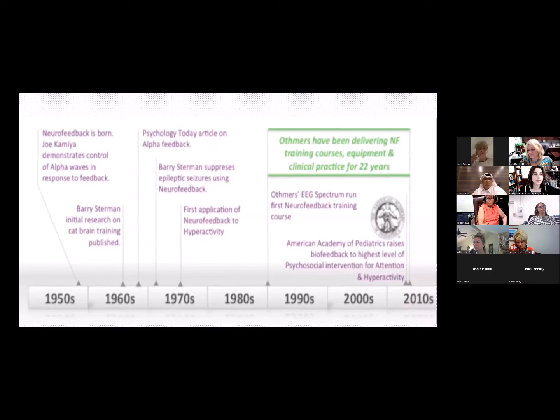So is this a new field? Basically it goes back beyond 1950. Joe Kamiya started teaching people how to control their alpha. And we also have Barry Sterman. He used this technology to control seizures in some cases, and to stop seizures as well, epileptiform seizures.